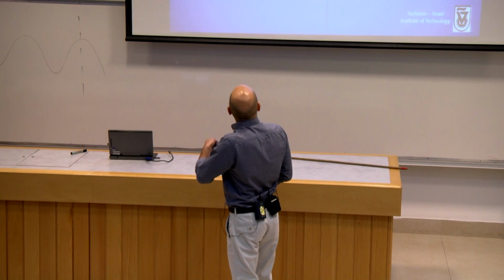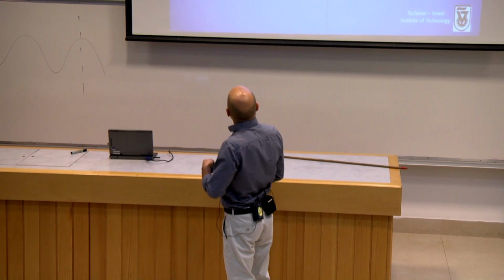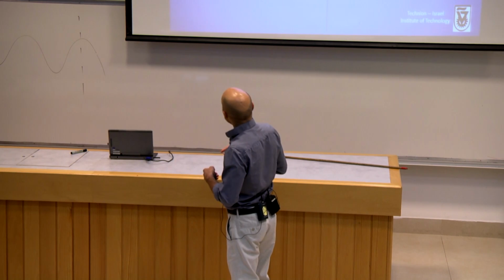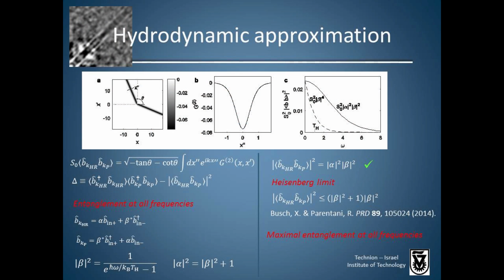Now I'll skip this part just to save time, but one can show that this method of measuring entanglement using this delta criterion gives exactly what one would expect when one considers the linear dispersion relation, which is in strict analogy with a real black hole. One gets maximal entanglement.